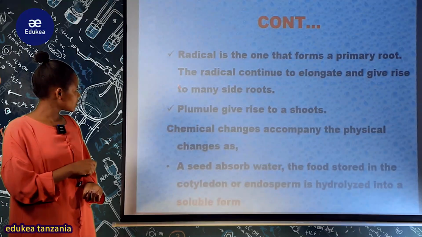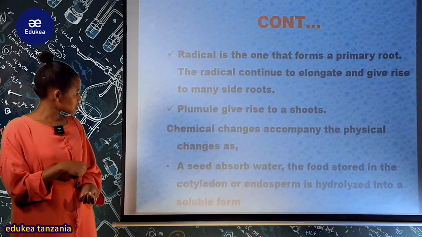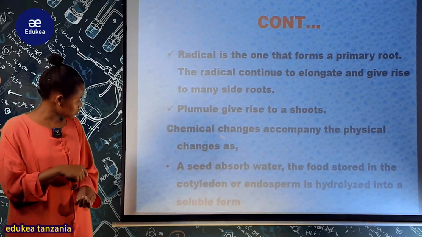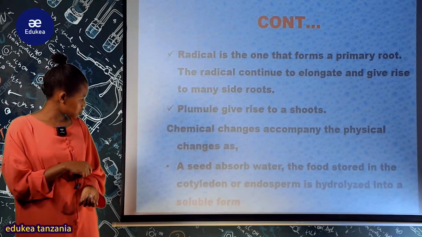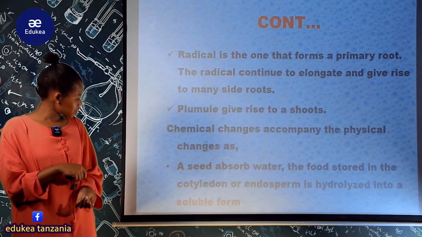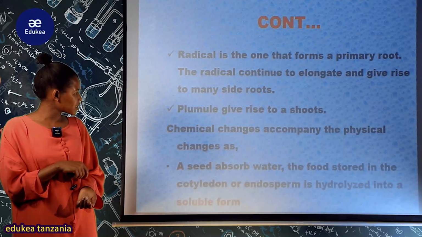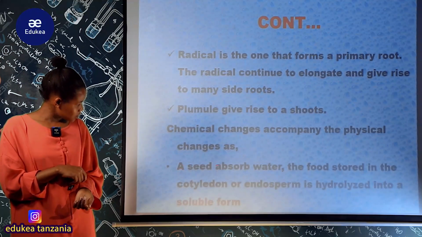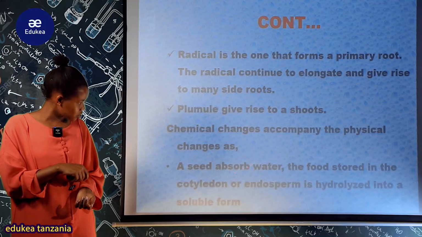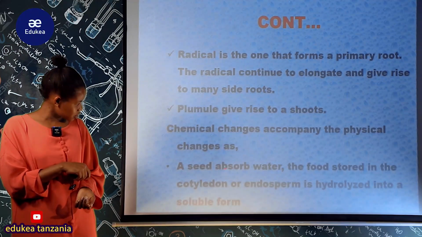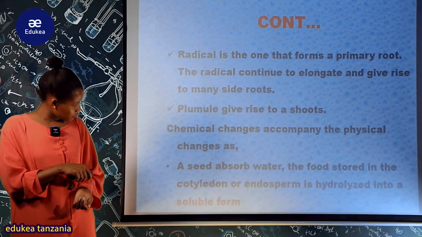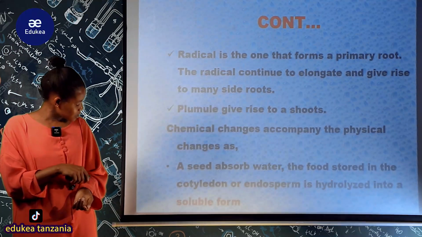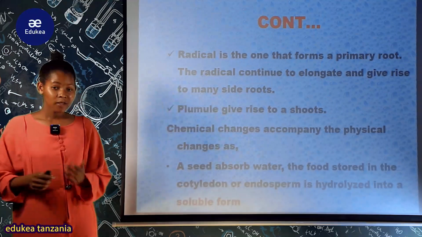After looking at all of these physical changes, now we are going to look at chemical changes which accompany the seed changes. First, it is accompanied with the physical change. Chemical changes are accompanied with the physical changes. And now we can see, first, a seed absorbs water. This is the physical change. And this physical change leads to the chemical change, which is the food stored in the cotyledon or endosperm is hydrolyzed into a soluble form.